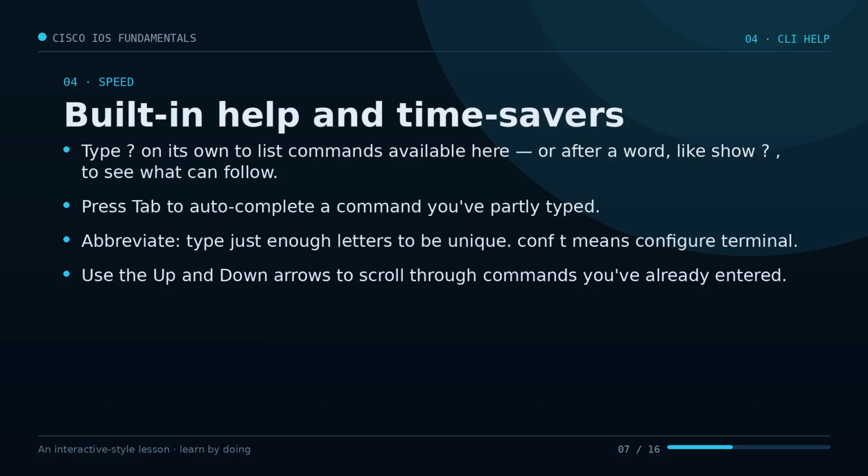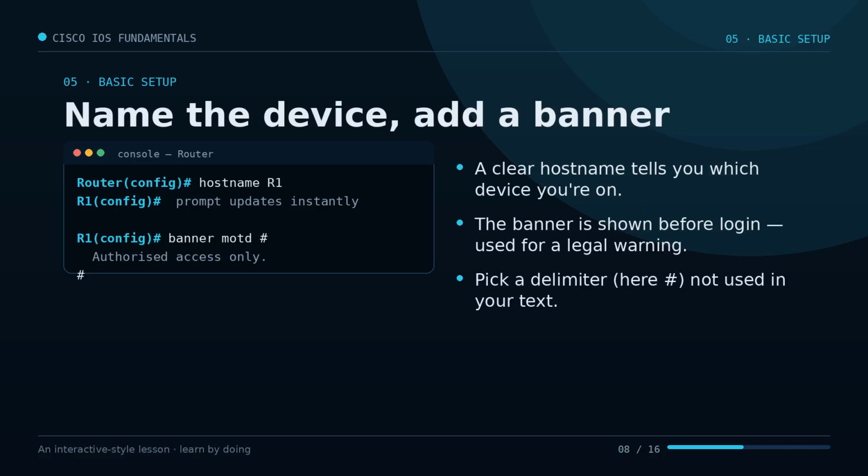The command line has built-in help and shortcuts that make you much faster. First, the question mark. Type it on its own to list every command available where you are, or type it after a word, like show, space, question mark, to see what can follow. Second, the tab key auto-completes a command you started typing. Third, you can abbreviate. Just type enough letters to be unique. So conf, space, T is the same as configure terminal. And finally, the up and down arrow keys scroll back through commands you've already entered, so you never have to retype them. Let's start configuring.